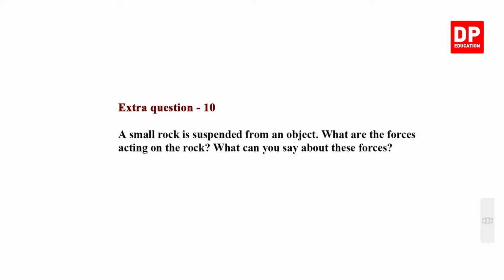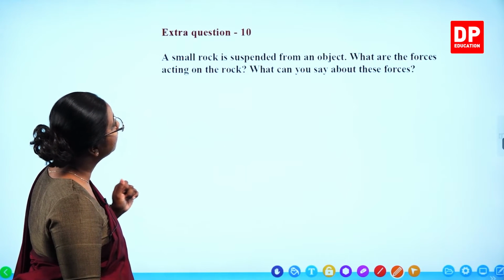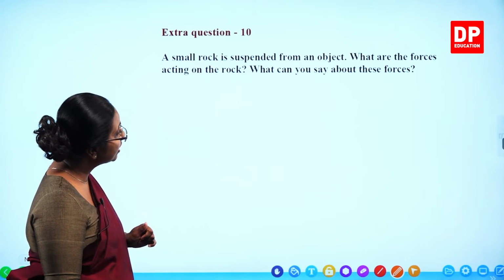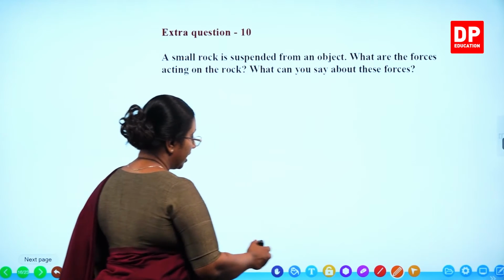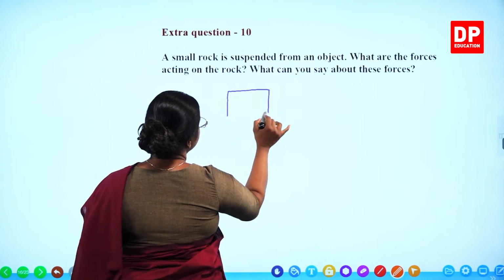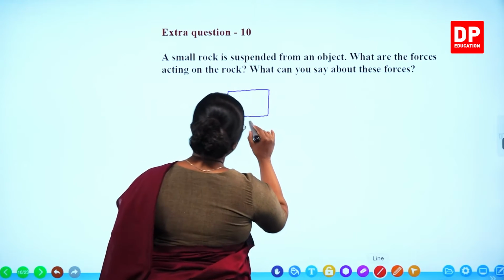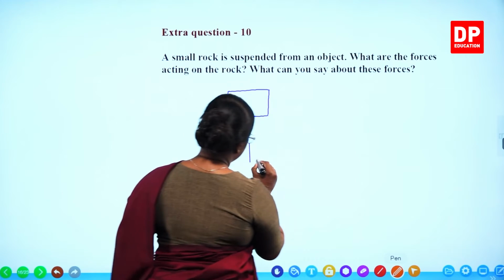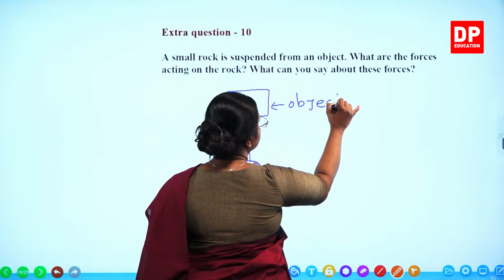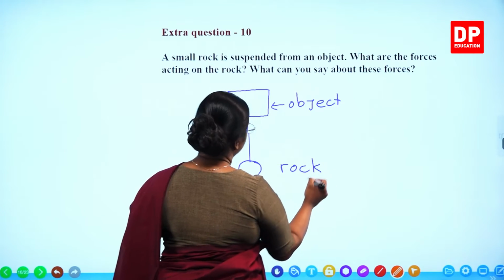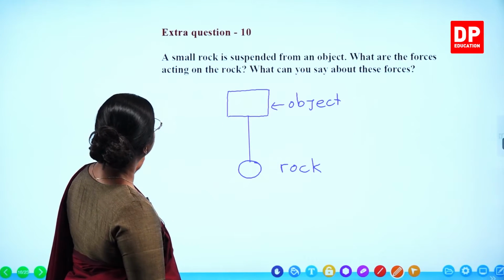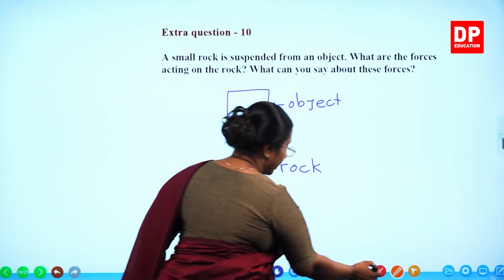Extra question 10. A small rock is suspended from an object. What are the forces acting on the rock? What can you say about these forces? So there is an object. So let's say this is an object. From the object, a small rock is suspended. So this is the object and this is the rock. What can you say about the forces? Or before that, what are the forces acting on the rock?